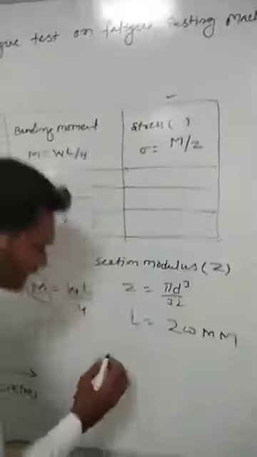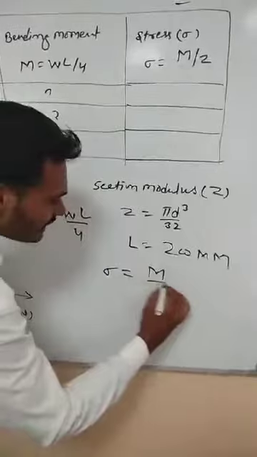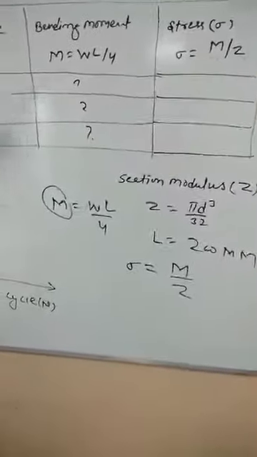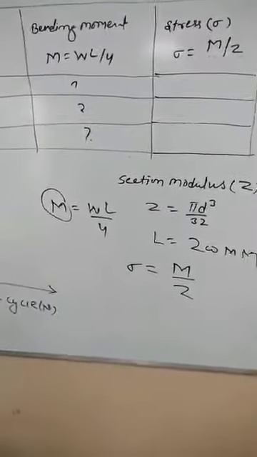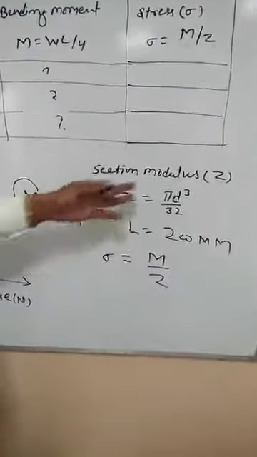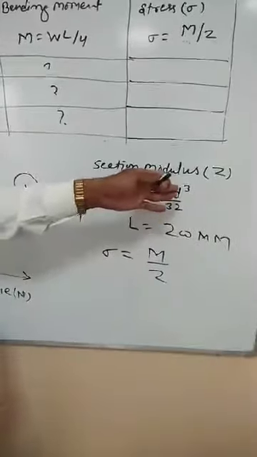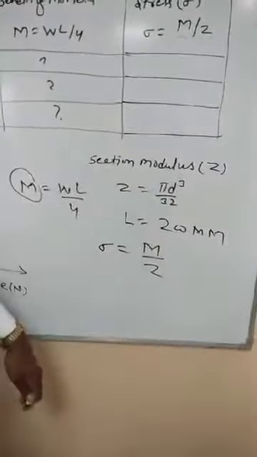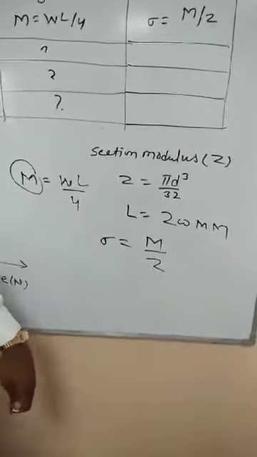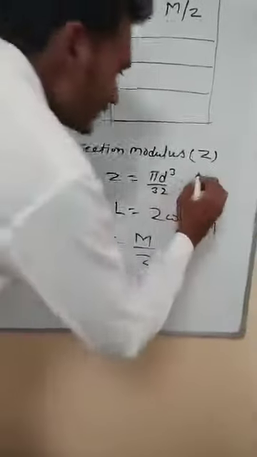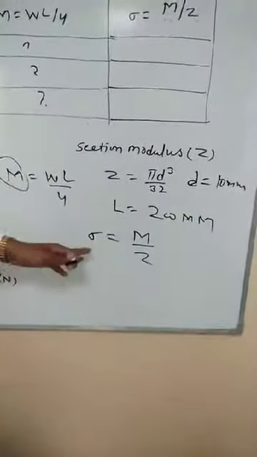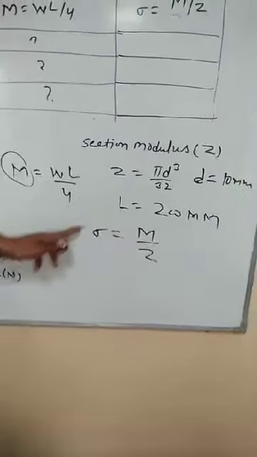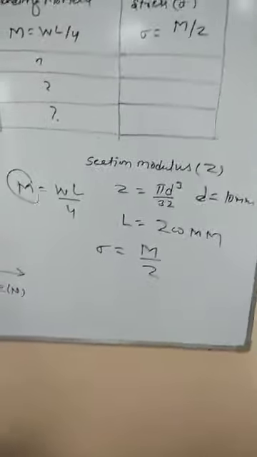The formula is sigma equals M by Z. M is already calculated by us. M is the bending moment and Z is the section modulus. Section modulus in case of a circular bar is Z equals pi d cubed upon 32. D is the diameter of the circular bar. Take it as 10 mm. Calculate the section modulus, put the value, M by Z, and calculate the bending stress.